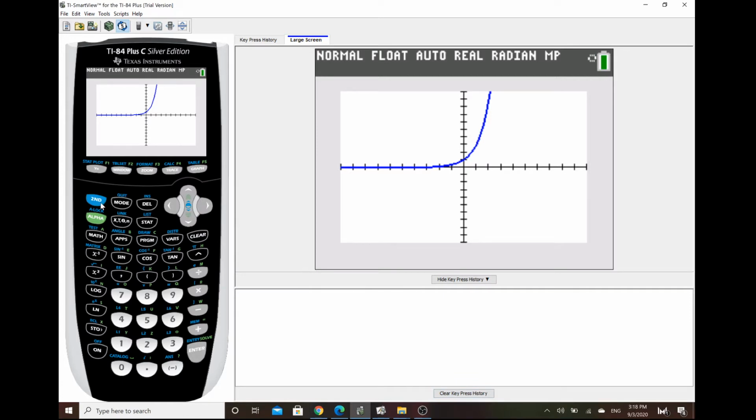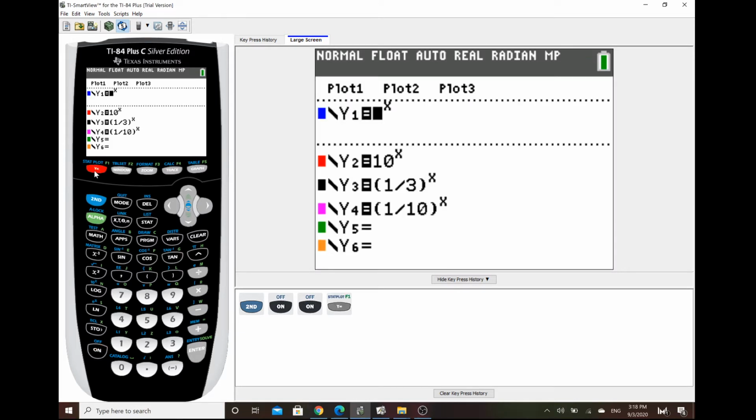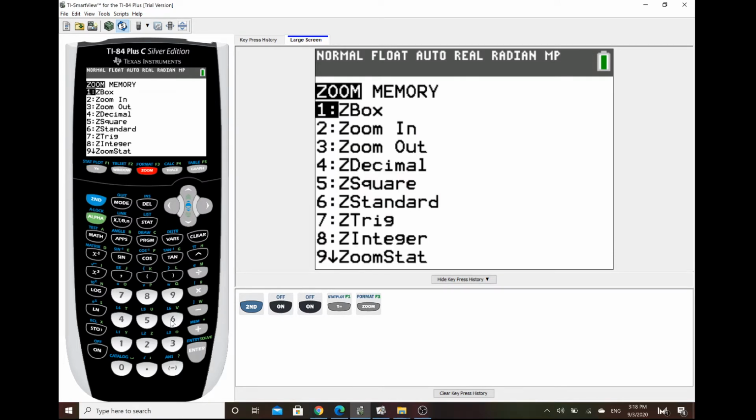Okay, so the way that you can fix it, sometimes that happens, you can always go to second and then off. So now the calculator just stopped here, and it's just a blank screen. Once you turn it on, go to y equal again, the function, making sure that everything is fine. And now you want to go to zoom, again, standard.